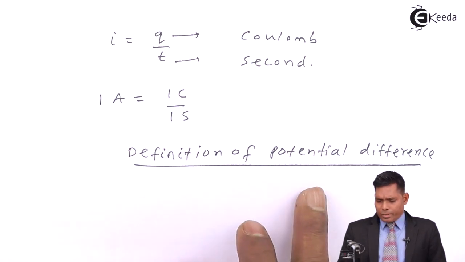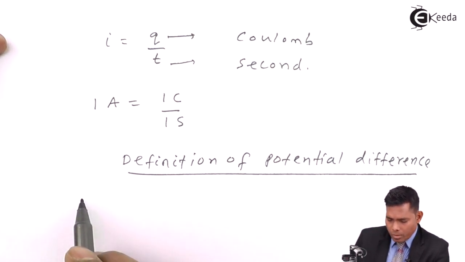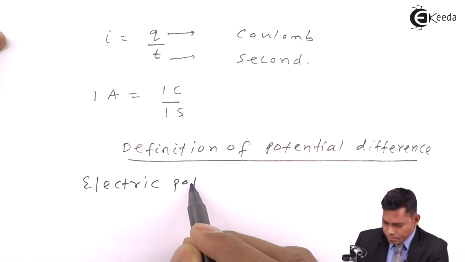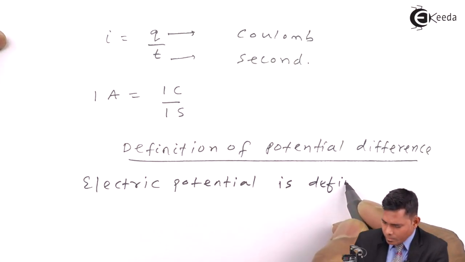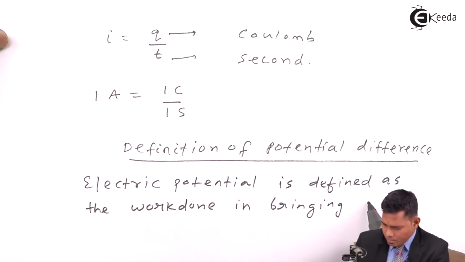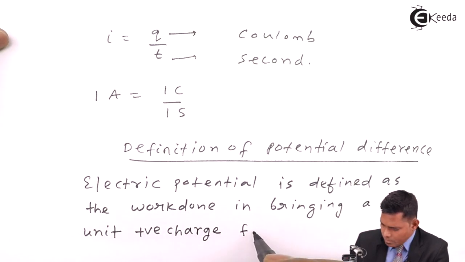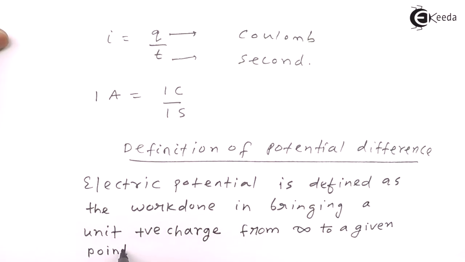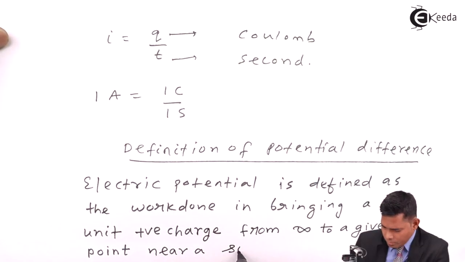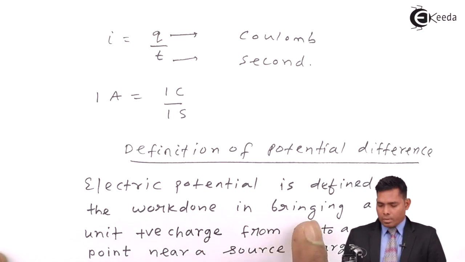So, definition of electric potential. Electric potential is defined as the work done in bringing a unit positive charge from infinity to a given point near a source charge.